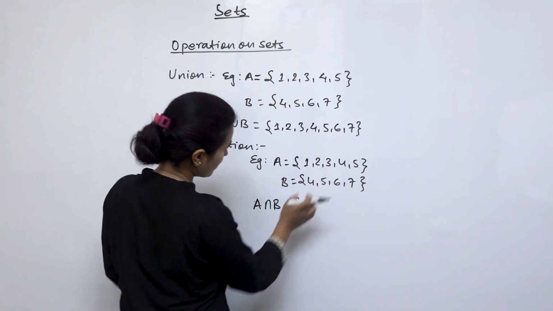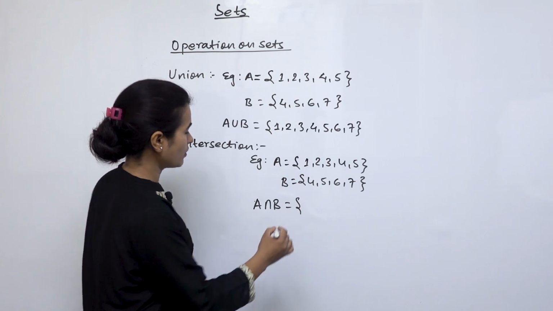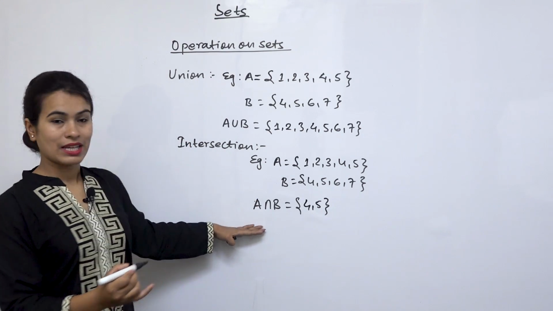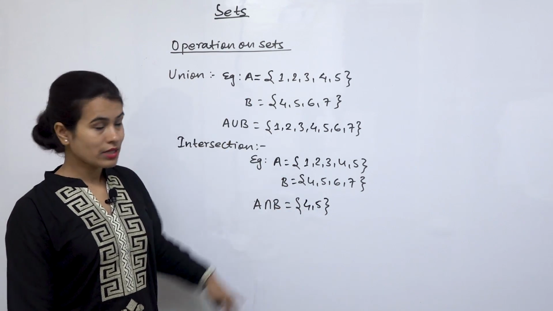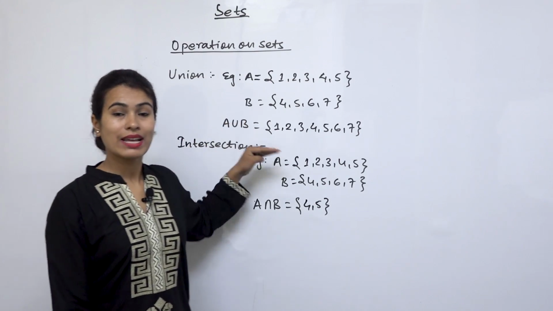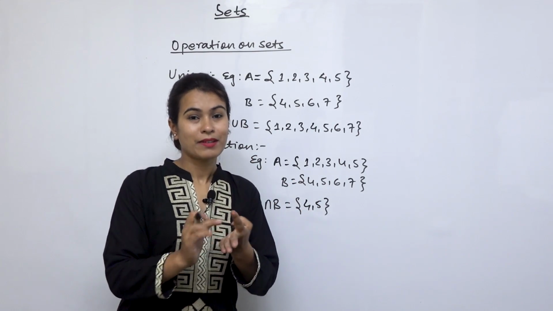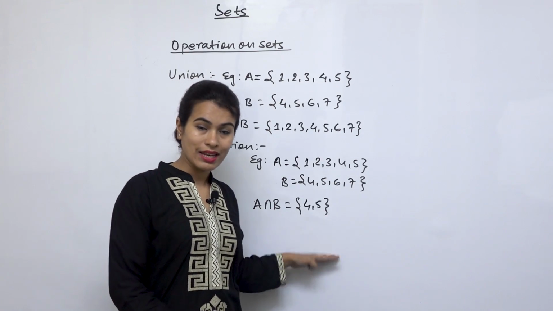So what are the common members in between the two? Let's compare. 1, 2, 3, 4, 5. Here we have 4 and 5 common in both the sets. So A intersection B is 4 and 5. I would like to repeat one more time. Union means common as well as the remaining members either in A or in B or in both. And in intersection, only the common members of sets A and B.